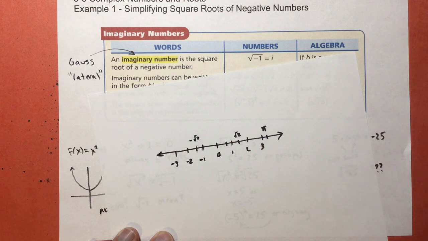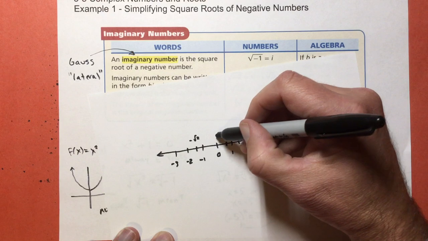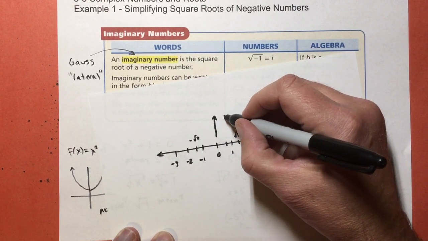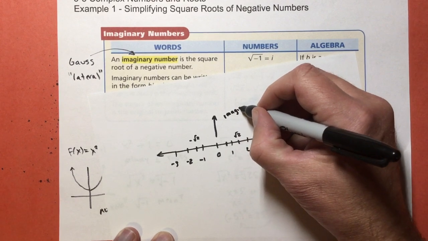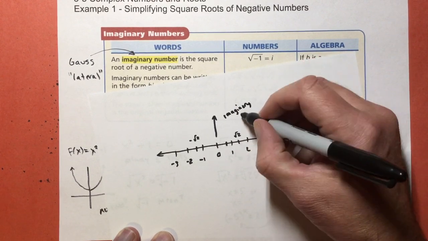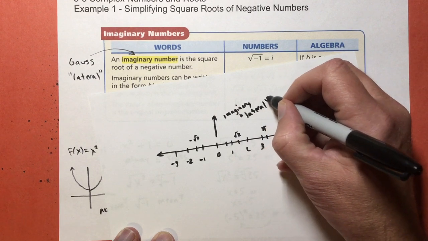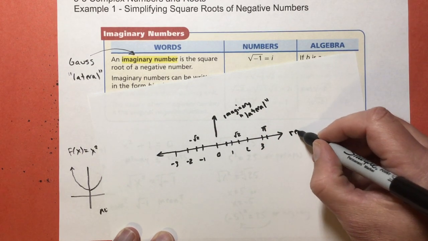So Gauss, and the video explains this way better, says we can actually talk about lateral numbers being off the side. So going this direction, we would have imaginary numbers. And we call these lateral numbers because they're off to the side of what we call real numbers.